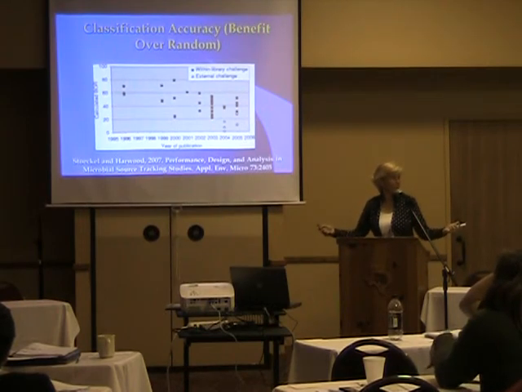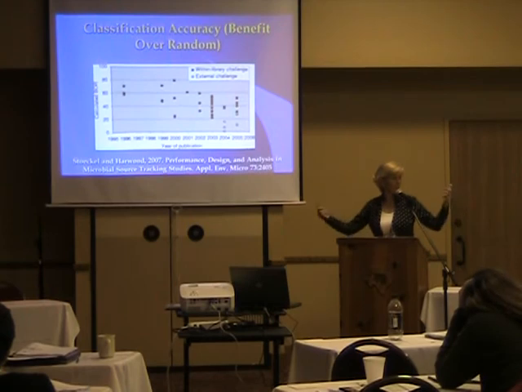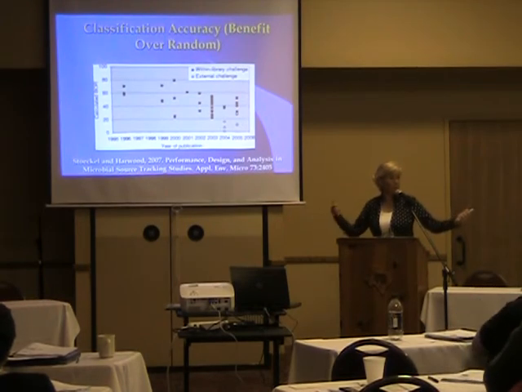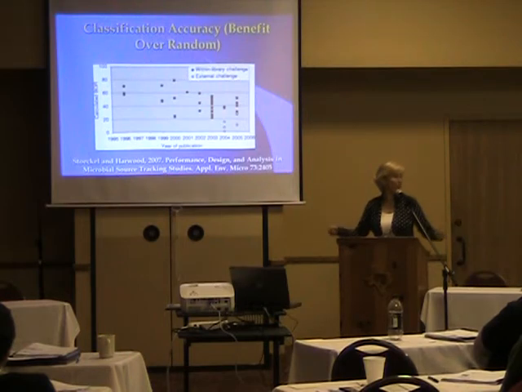So if you have a 70% correct classification rate with a 2-category split, you're only 20% benefit over random. So we call this benefit over random. How much better can you do than random classification?